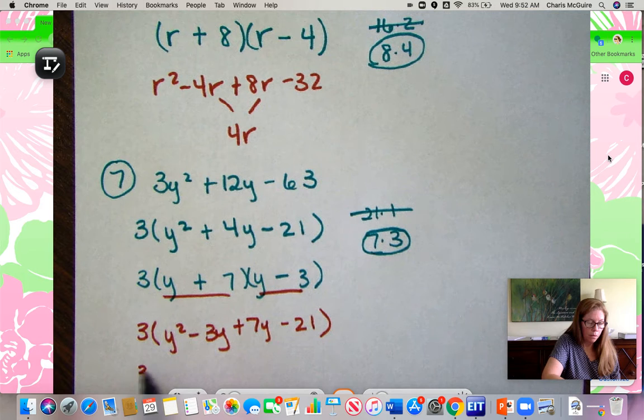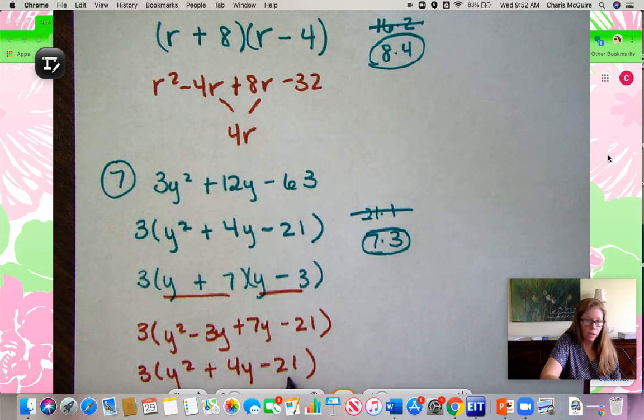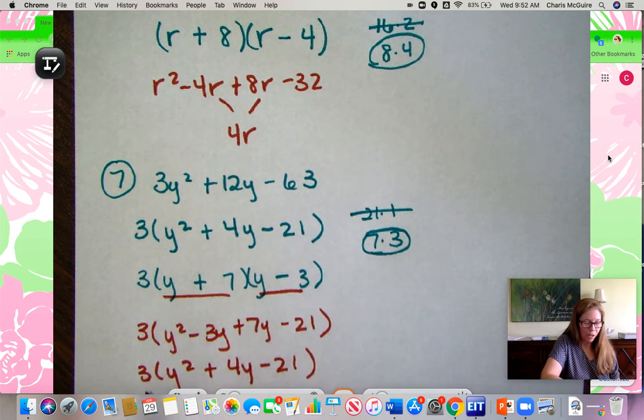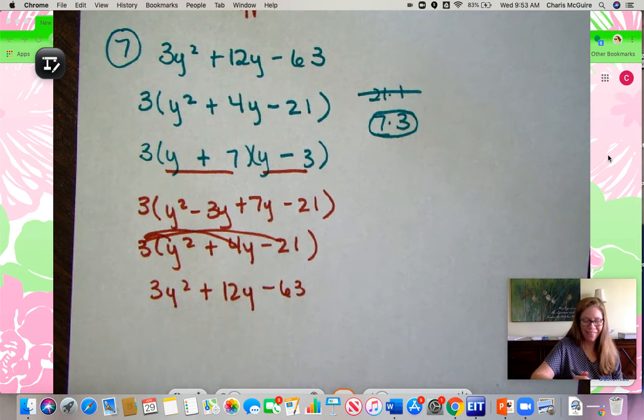Now let's combine those like terms. And you can see the trinomial here that we had factored up there. That's a good sign. Now we're going to go ahead and just distribute the 3 back through. So we get 3y squared plus 12y minus 63. Ta-da! Oops, you can't see that. Ta-da! There you go.